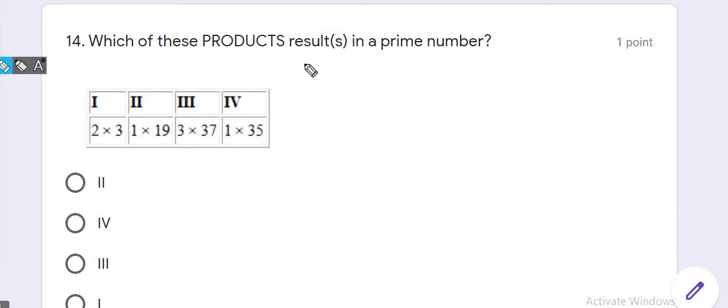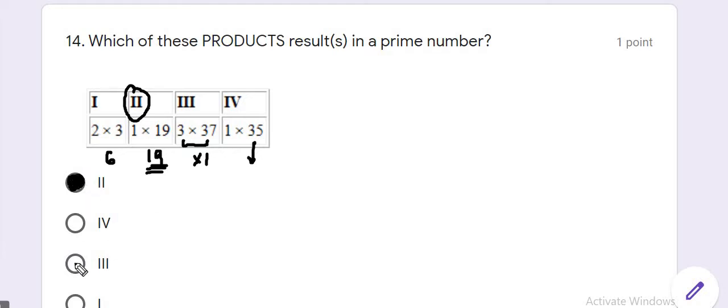Question 14. Which of these products result in a prime number? So as we have 6 here, 6 is not a prime number. In the second we have 19, which is a prime number. Now the others, we have the product of 3 and 37, so not a prime number because one more factor will be 1. And here 35 is itself not a prime number. So only the second, which is giving 19, is a prime number. So A option is correct.